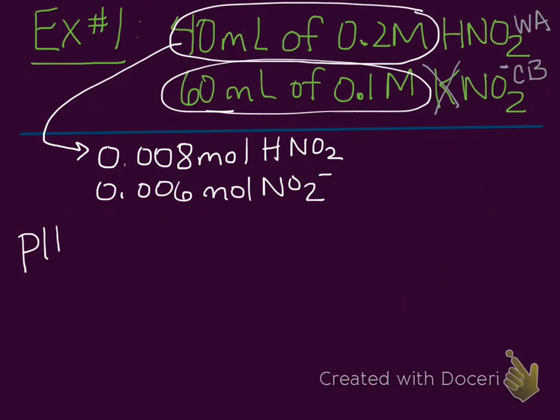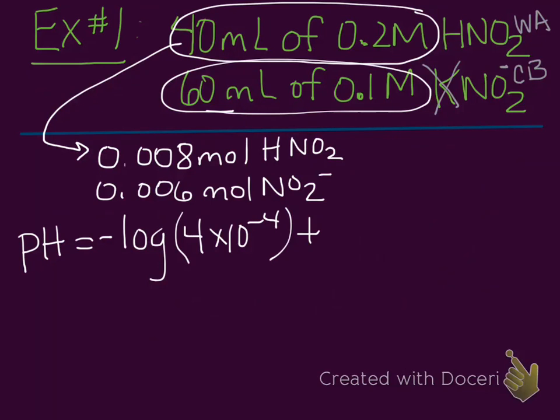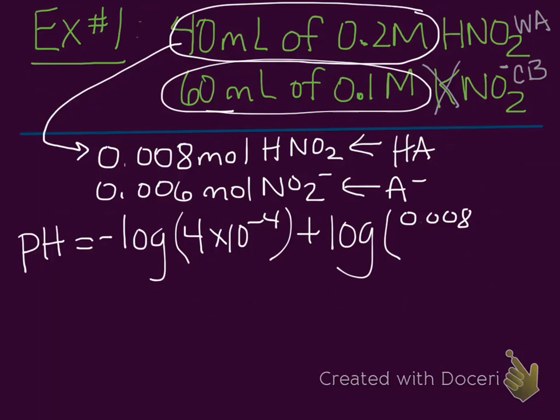So pH equals the pKa. So pKa means negative log. And the Ka value for this one is 4 times 10 to the negative 4. I just looked that up on the chart. Plus the log of, so this is going to be my A minus, this is going to be my HA. So I'm going to have the log of HA, which is 0.008 over 0.006. And now it's just a matter of plugging it into the calculator.